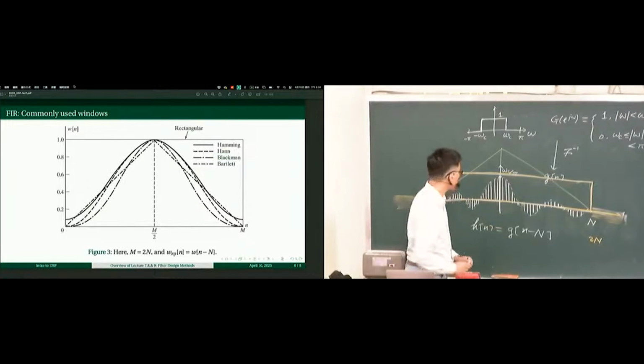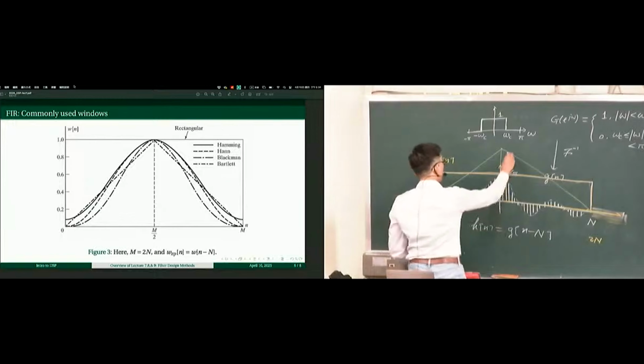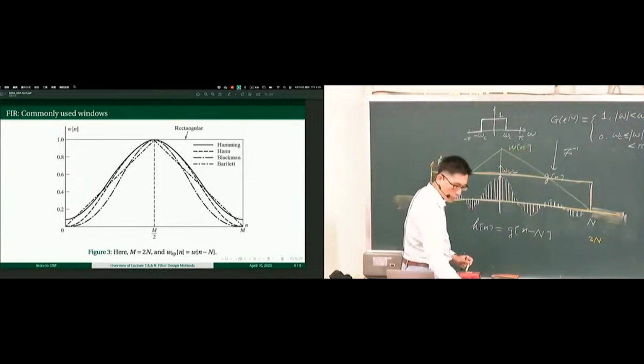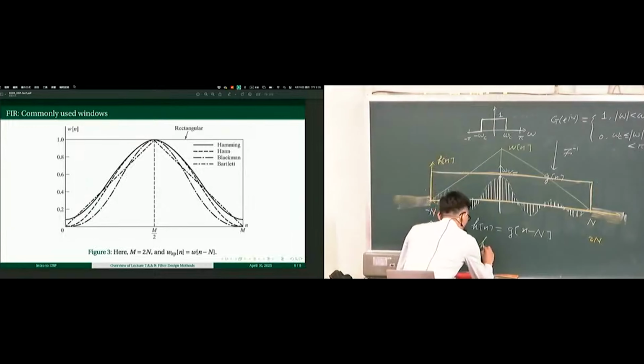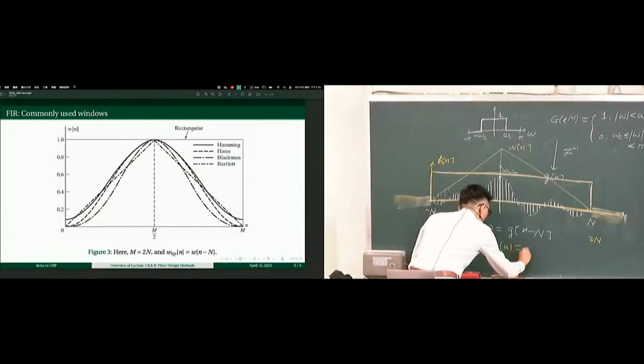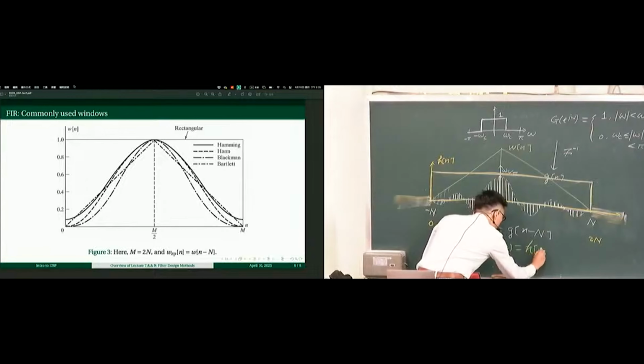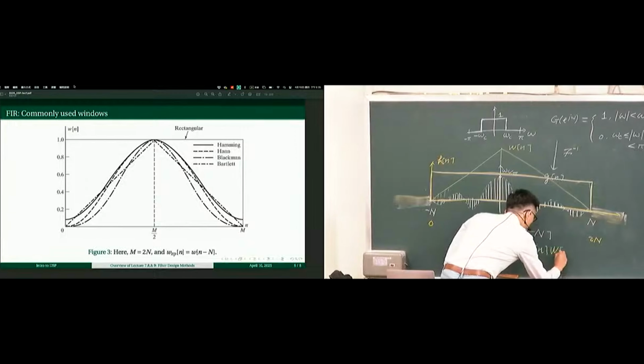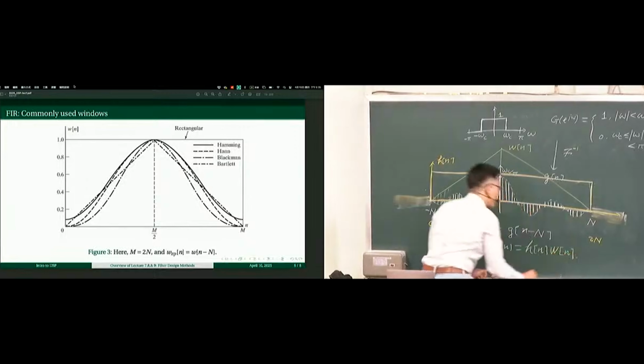Then if this is your w of n, your final improved design might be h improved of n, equal to this naive design h of n, simply by truncation, times a shaping function w of n, which has the same length.